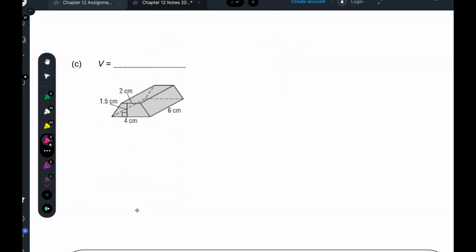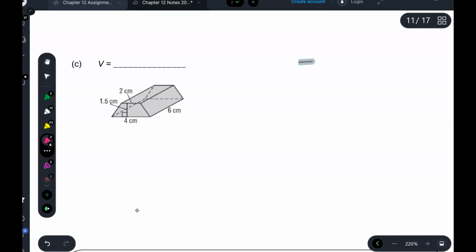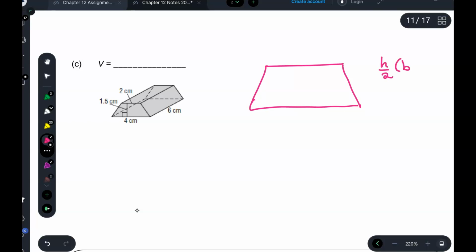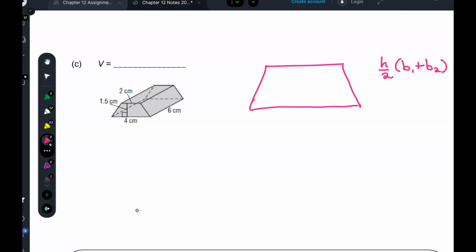Good. Shape is good. Okay, well, what's the base here? It's a trapezoid this time. I'm going to draw the trapezoid separate. Do you remember the rule? What's the area for a trapezoid? Like 1/2... H over 2, base 1 plus base 2.